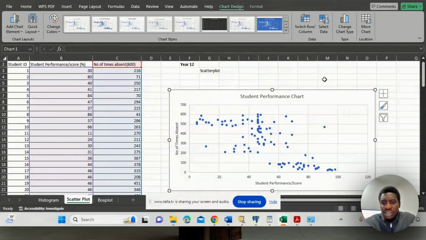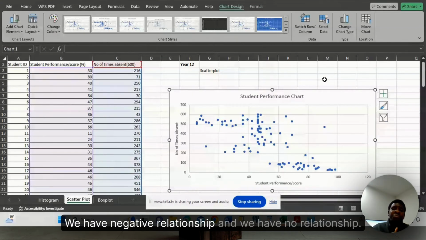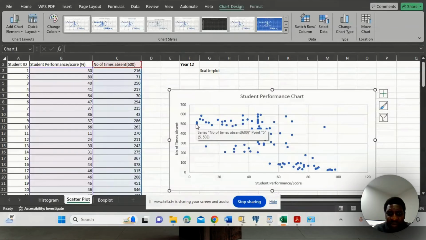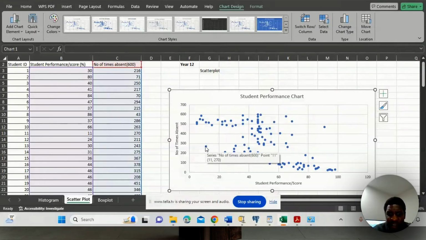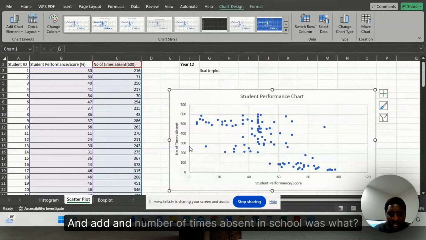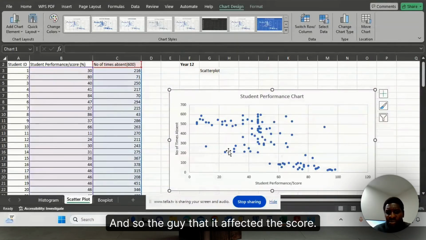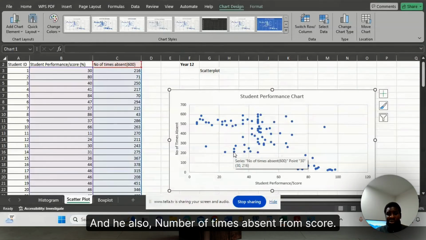Now I want to explain something here. Remember I said earlier that we have the positive correlation, positive relationship, we have negative relationship, and we have no relationship. Now I'm going to show us something. Looking at this student, that's student ID 11. For student performance, he had a score of 11%, and the number of times absent in school was 270 times. This 270 times is much, and so it affected his score. Then look at that student. This one had 30%, and his number of times absent from school was 216 times.